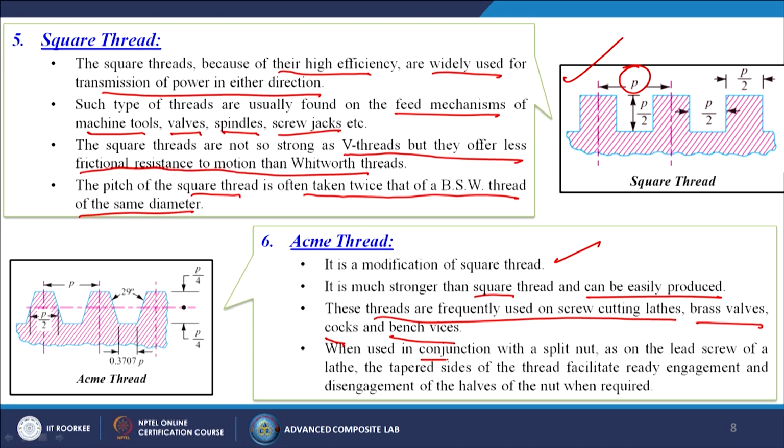When used in conjunction with a split nut, as on the lead screw of a lathe, the tapered sides of the thread facilitate ready engagement and disengagement of the halves of the nut when required. So, from this particular case you can understand how we are making it. In the screw thread case, this was the total perpendicular one. Now, we are giving a certain angle, that is 29 degrees over there.